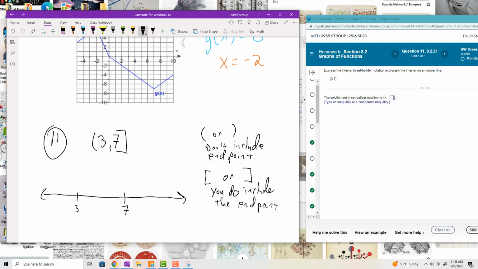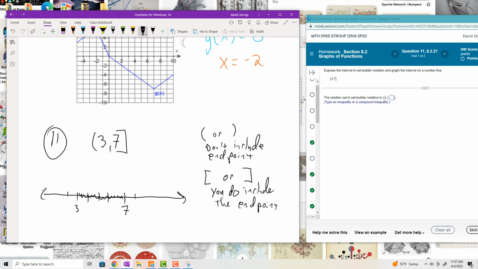It's all numbers in between 3 and 7. So it's going to be all of this. The number 4, for example, is in there somewhere. You could label all the tick marks if you feel so inclined: 3, 4, 5, 6, 7.